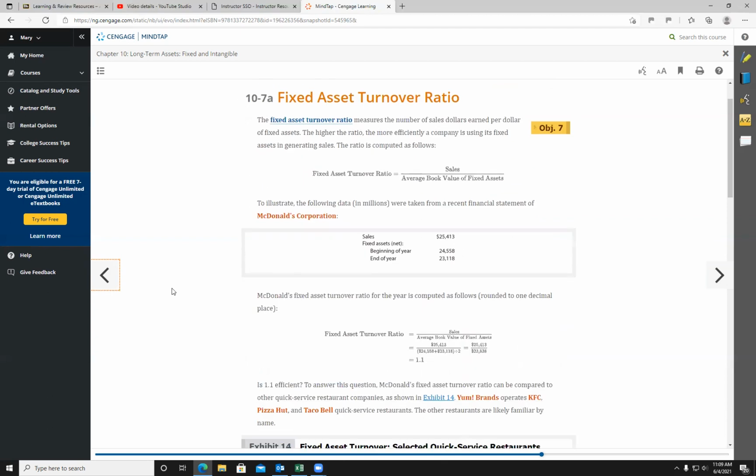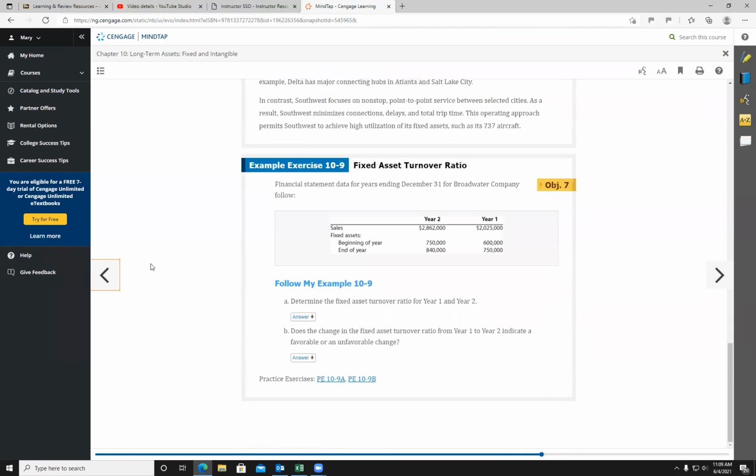So let's go ahead and do this example right here at the bottom. All right, the financial statement data for years ending December 31st for the Broadway Company is as follows. It gives us year 1 and year 2 total revenue, and it also gives us the beginning year and ending year book value of their fixed assets.